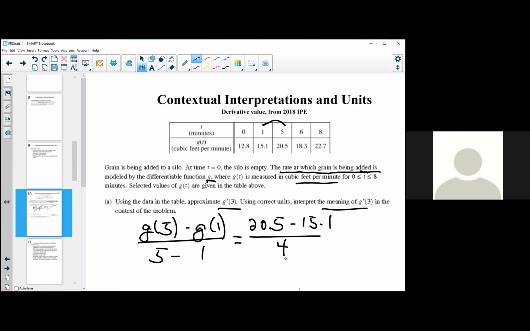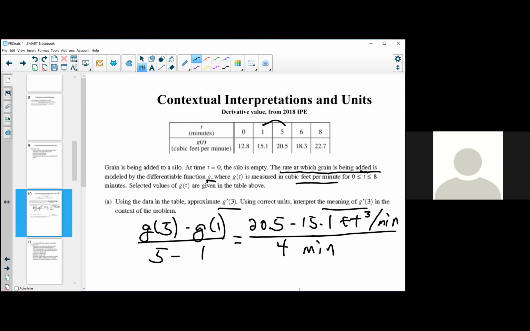The units on this thing will be the units in the numerator, which are given right there. This is cubic feet per minute. So I would write cubic feet per minute in the numerator, divided by, in the 4, that's 5 minus 1, that's values of t. t is measured in minutes, divided by 4 minutes. And now I've got the units, cubic feet per minute. And what does it mean? Well, this is going to be some number, okay? And it looks like it's going to be a positive number.